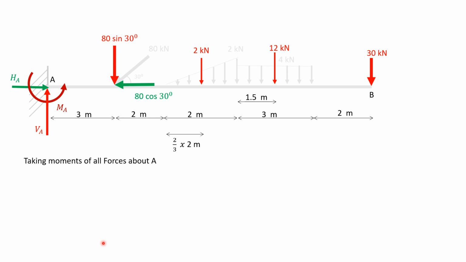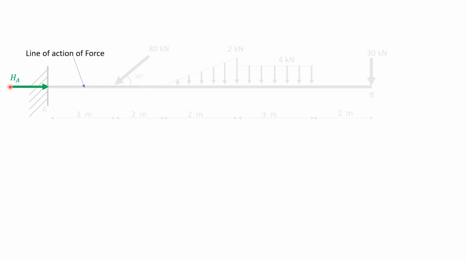Now taking moment of all forces about point A, this HA, VA and this force, they all pass through point A, they will have 0 moment about point A. First, let us see how. HA will have line of action of force like this. It will pass through point A and it will have 0 perpendicular distance about point A. So HA into 0 equal to 0.